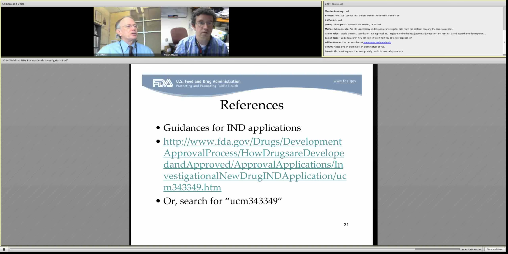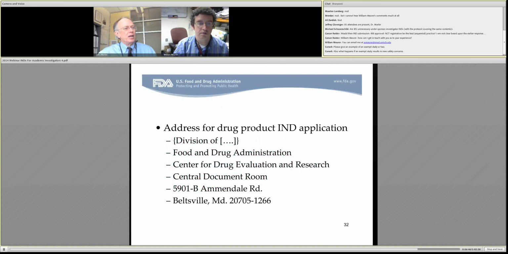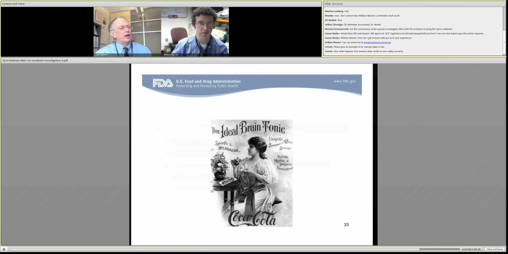I was surprised at how good this website here is. If you don't want to copy or can't copy this entire long URL, if you search for UCM 343349, this last little part back here, it comes up as the first selection in most search engines. And here's the address that you want to send it to. It doesn't make much difference, but it does help them get it to the right division if you mention it in the address. But send it to this address. If you send it anywhere else, it's going to delay processing your application.